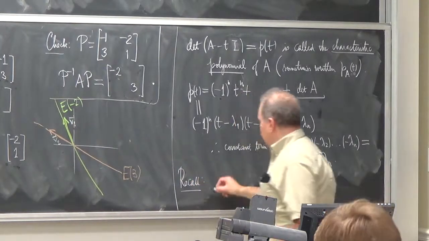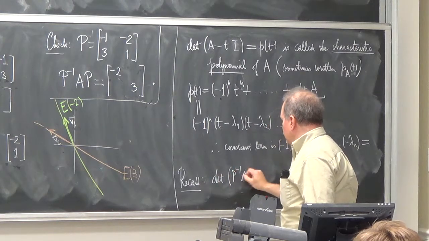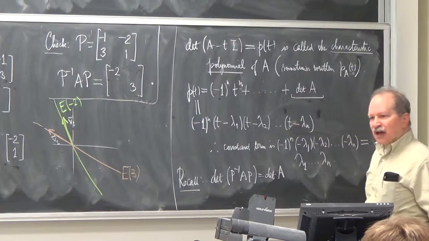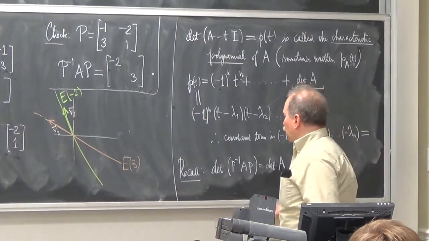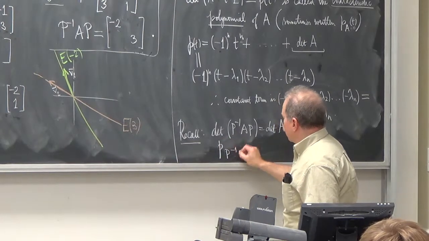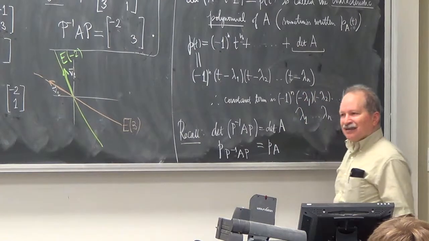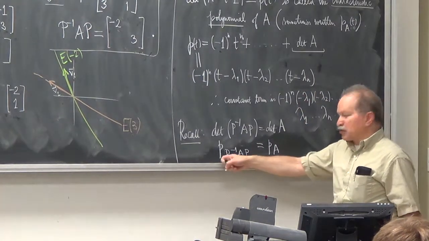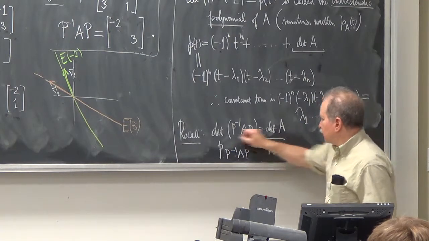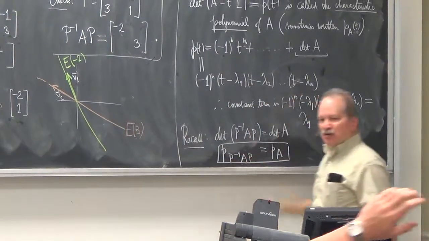So recall that the determinant of P inverse AP is the determinant of A. And in fact, the same argument will show you that the characteristic polynomial of P inverse AP is the characteristic polynomial of A. The characteristic polynomial will be the same even if you change basis. Just write out what the definition is and use the properties.